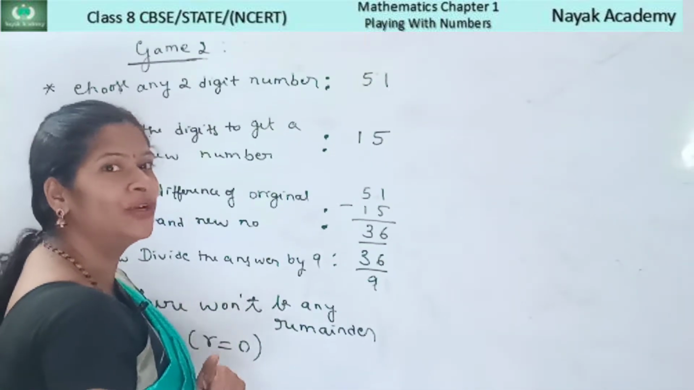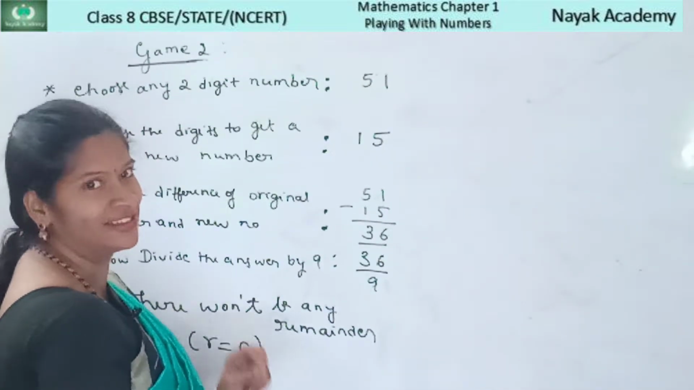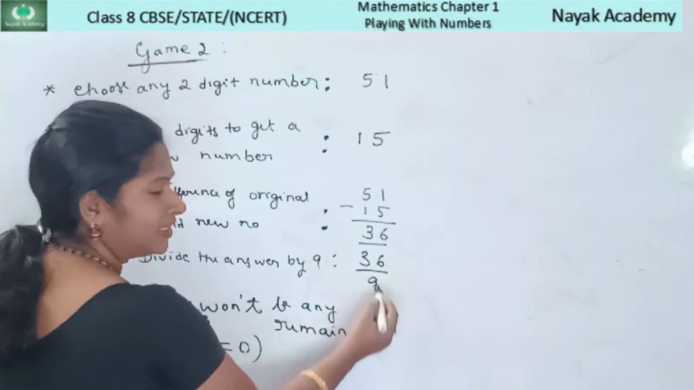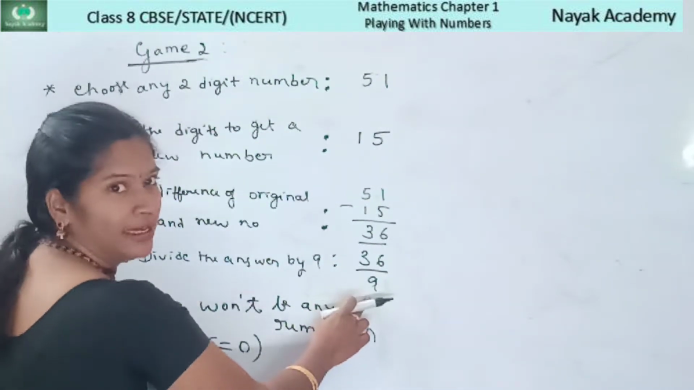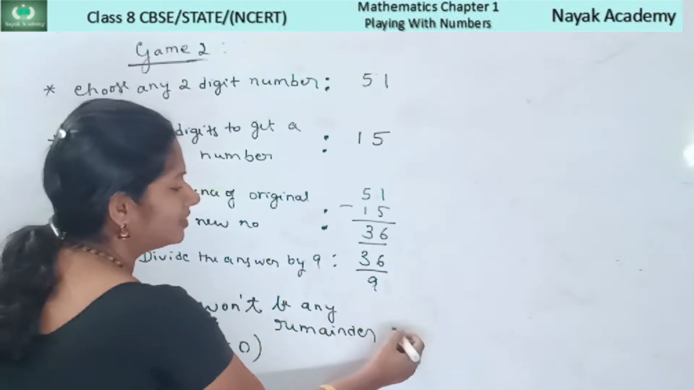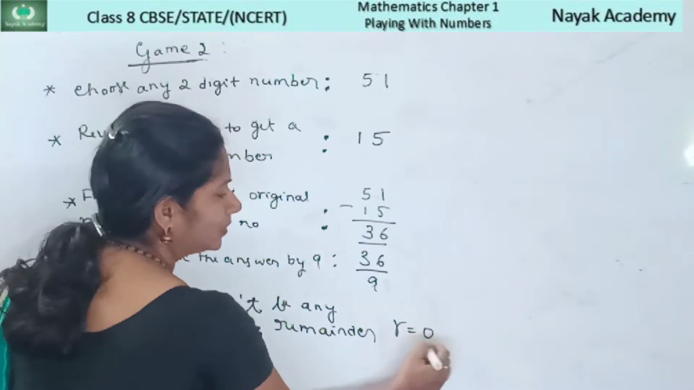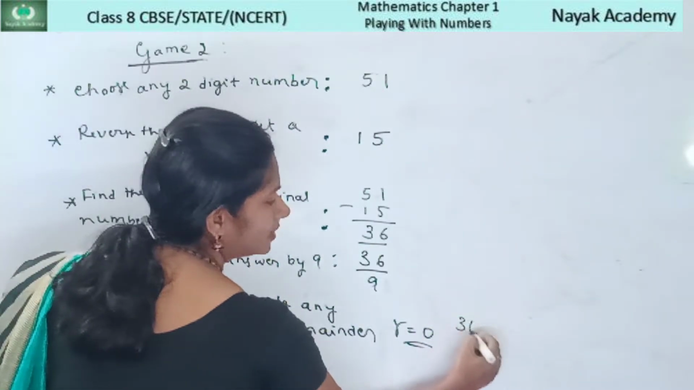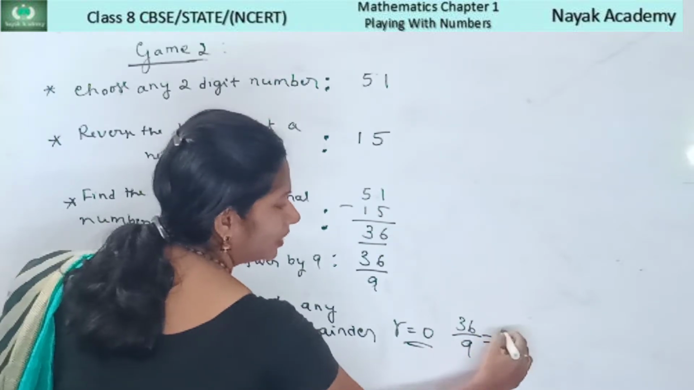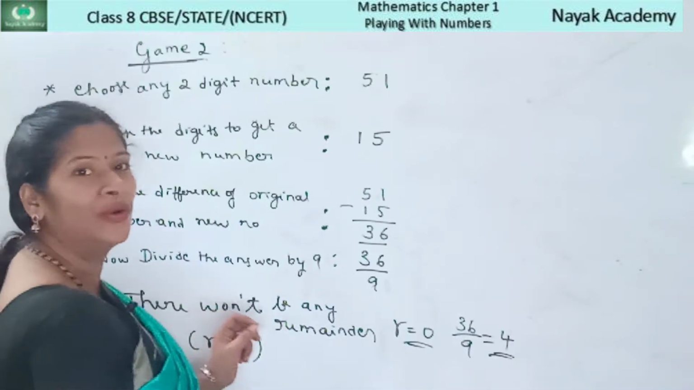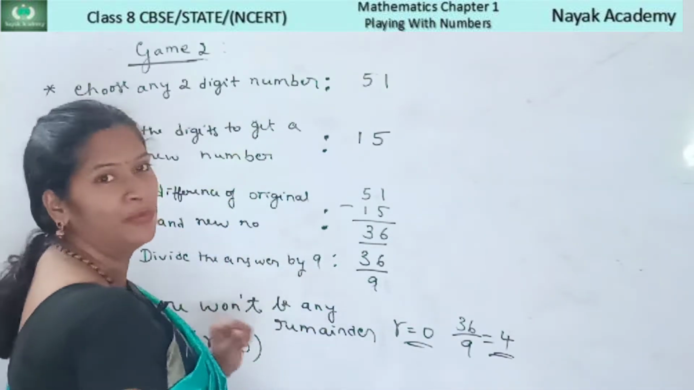Was it true for your answer what you chose, children? Yes, it was. Now here 36 divided by 9. 36 is a multiple of 9. When you divide 36 by 9, you will get remainder 0 only. R equal to 0 and the quotient you will get is 4. 36 divided by 9 equals 4, since 9 fours are 36.